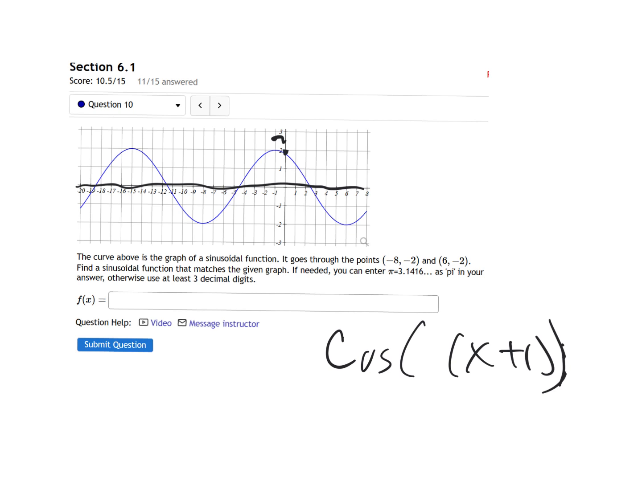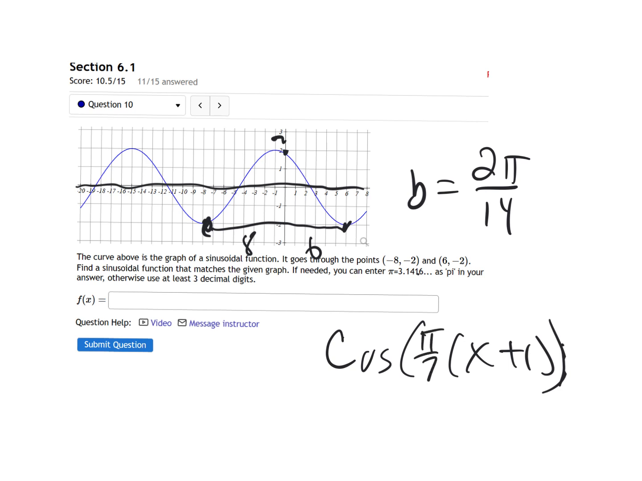So it goes through the points (-8, -2) and (6, -2). So that tells me the period is a distance of 8 plus 6, or 14. So if b equals the period, for sine or cosine it's 2 pi over 14, that simplifies to pi over 7.